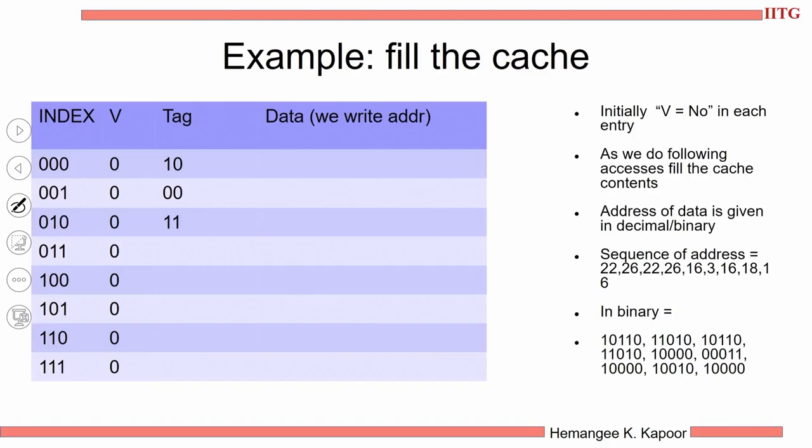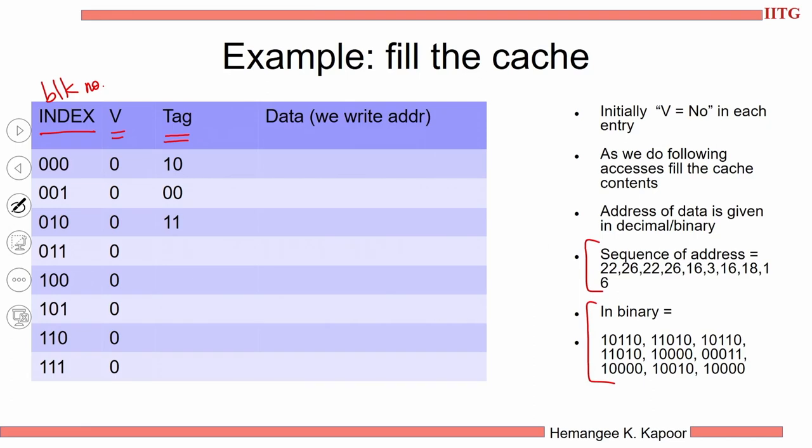So we'll quickly do an example to see how we'll fill the cache. In this table, you can see on the left hand side is the index. Index is the block number. V is the valid bit. T is the tag, which is the label. And as we discussed, this tag is a part of that address. I'm not going to keep the complete address. We are going to load these many memory locations inside this.